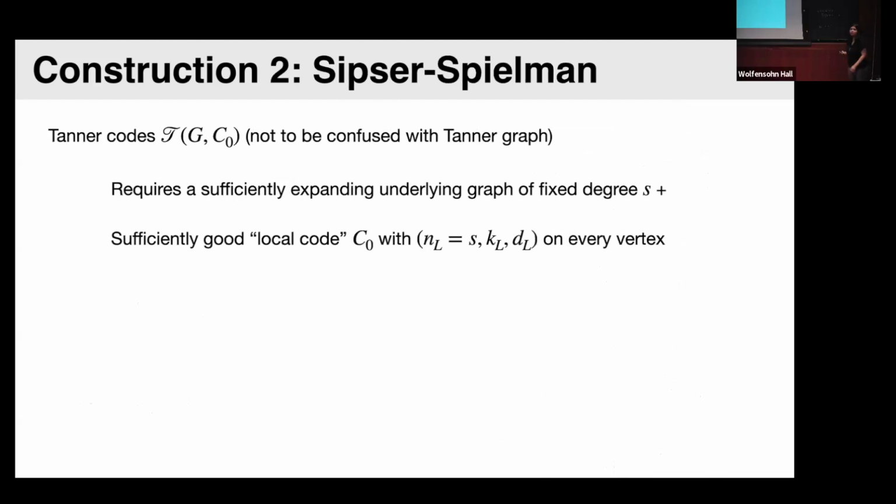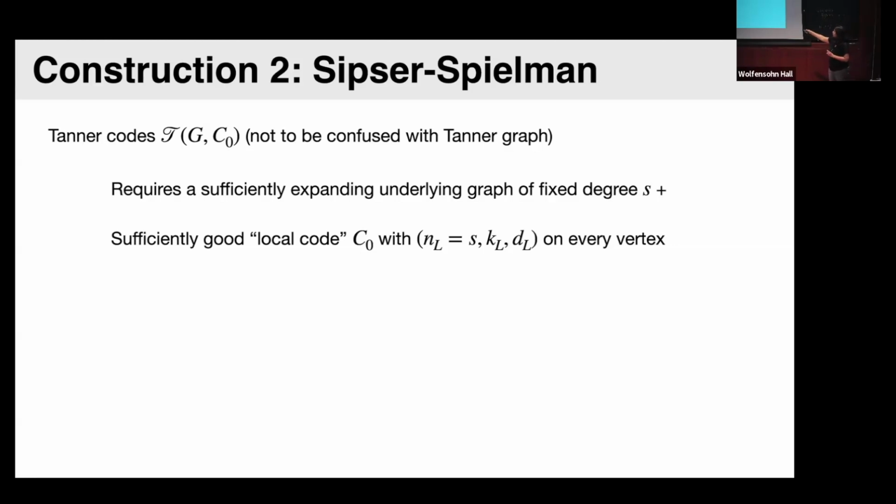Then let's talk about a different construction by Sipser and Spielman. Sipser and Spielman consider what are known as Tanner codes. This is different from the Tanner graph that I just drew, but a Tanner code has two ingredients. One is an underlying graph, and the other is called a small code. What you need for these codes is a sufficiently expanding underlying graph of some fixed degree S. I'll define what this means in a moment. The fixed degree part is not super important, but let's just work with that. And then you also need a sufficiently good local code.